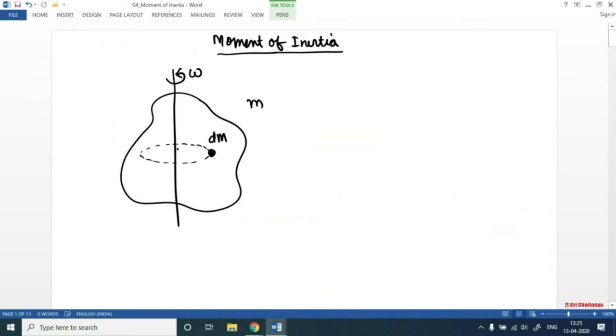Since this body is moving with angular velocity about this fixed axis, this point dm, which is at distance r from here, will be moving with tangential velocity v equal to r omega. So the kinetic energy of this element, dK, will be equal to half dm v squared, and v we can write as r omega. So this becomes half r squared omega squared dm.